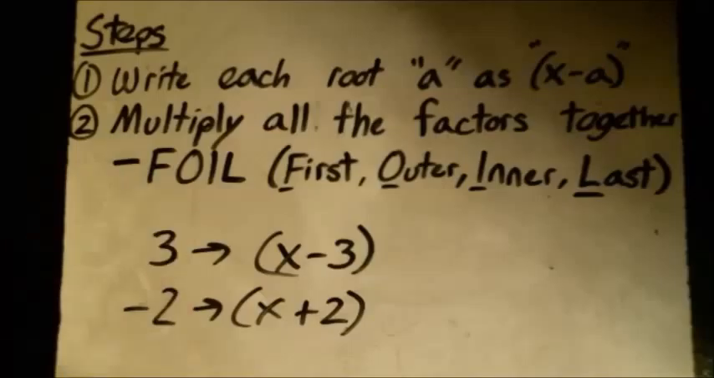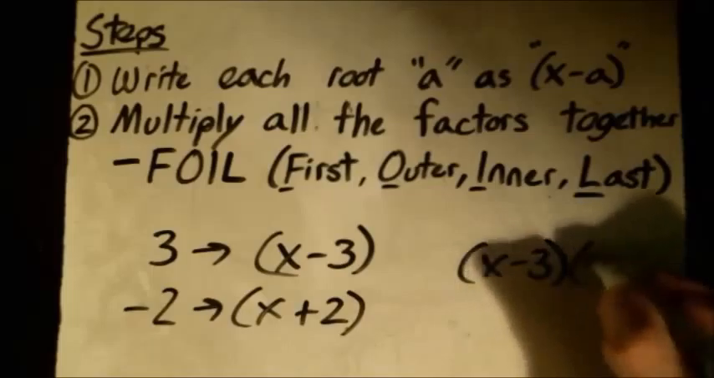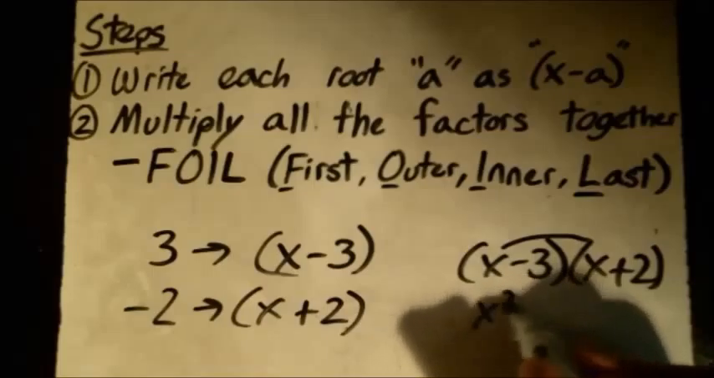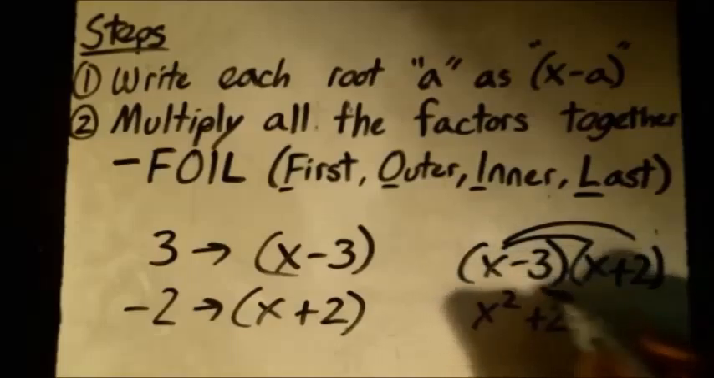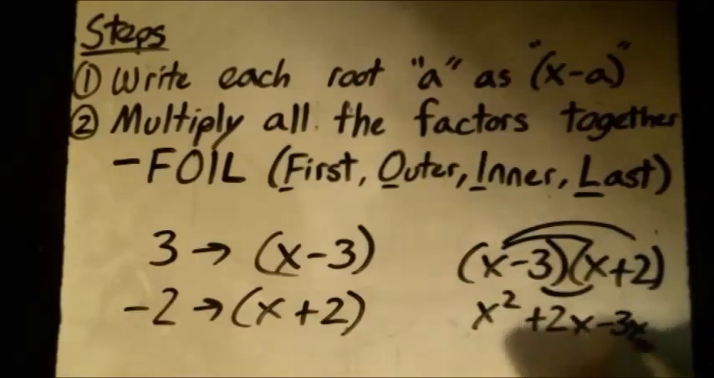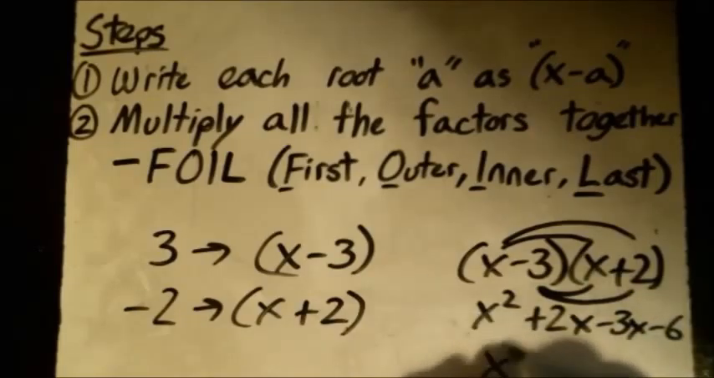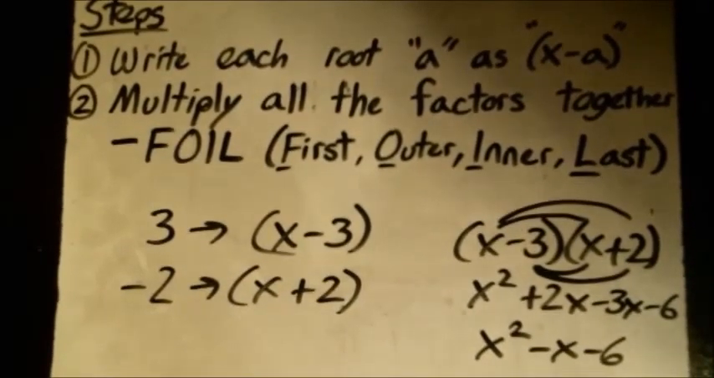Then you'd multiply all your factors together. So for instance, on this one, x minus 3 times x plus 2. Using FOIL, first, x squared, outer, x times 2, which would be 2x, inner, negative 3 times x would be negative 3x, and then negative 3 times 2 would be negative 6. Combining like terms, you'd end up with x squared minus x minus 6. And it's just that simple. So once again, just write each root a as x minus a, and then you multiply all your factors together using FOIL, and you will get your answer.